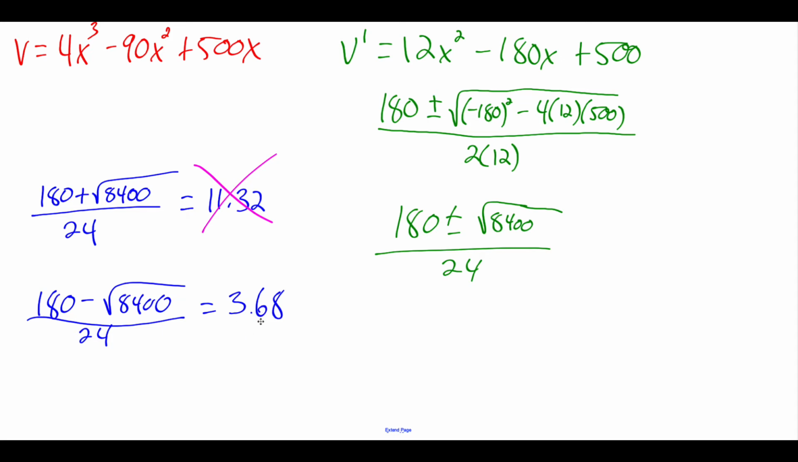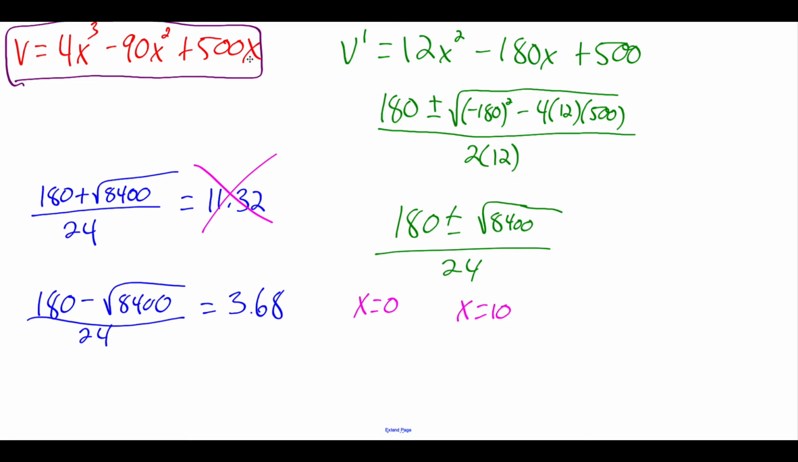Now, along with this critical number that we just came up with, we also want to test out our endpoints of our domain. So we're going to test out this x value of 3.68, but we're also going to test out the x value of 0 and the x value of 10. Now, as far as doing the volume, here's our volume formula right here. Let's start with the 0 and talk about why this one doesn't really make sense.